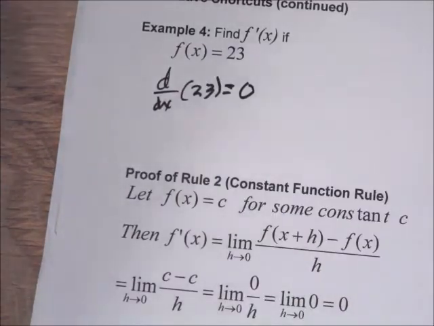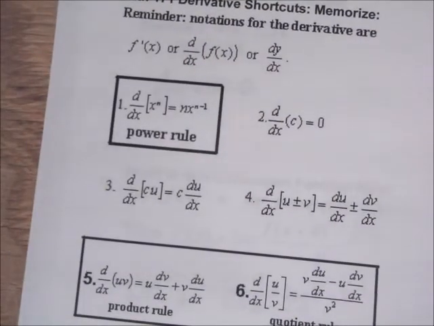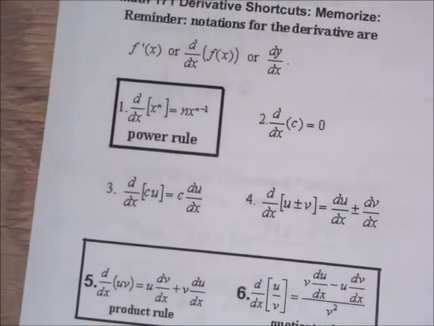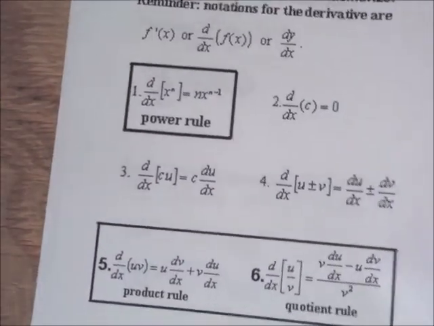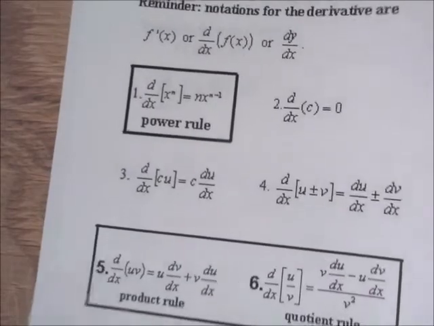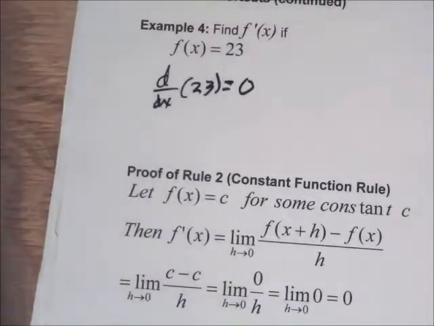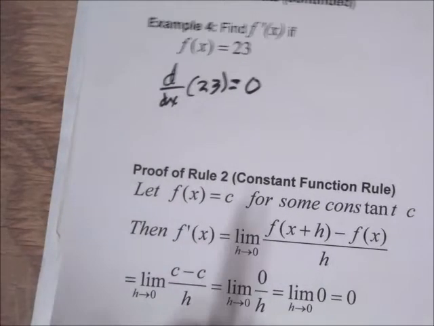So I'm not going to prove all the rules, but the rules for 3 and 4 are fairly straightforward, and I'll go over them later. I'll go over the product rule and the quotient rule. The product rule and the quotient rule are a bit more involved. Okay, so let's do an example here.